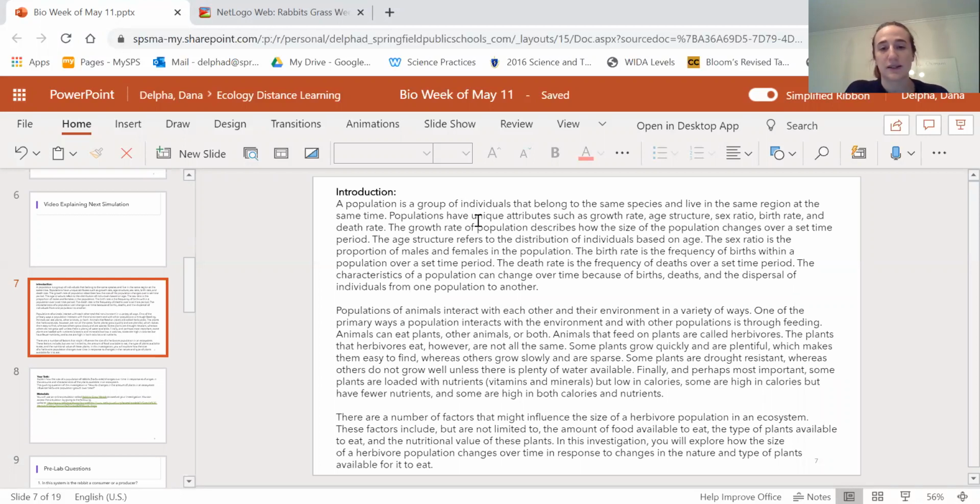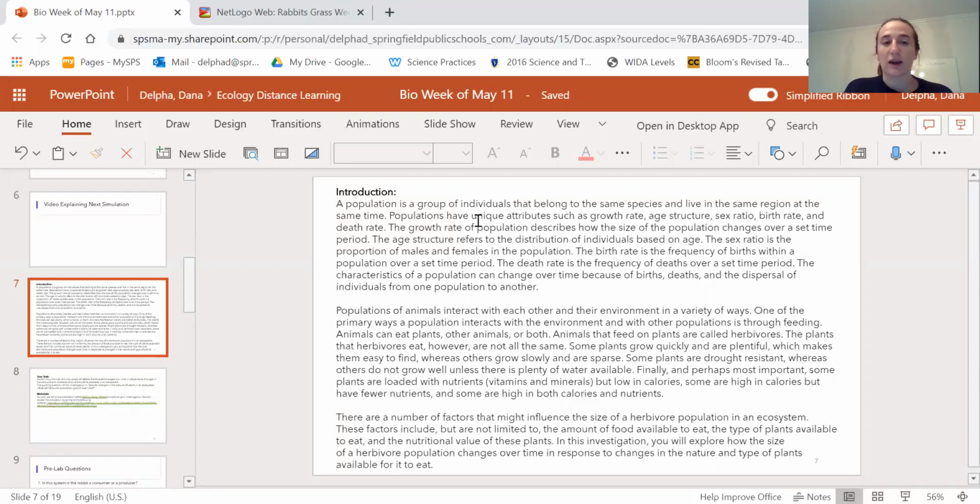Quickly, what it is saying is that rabbits are herbivores in an ecosystem and they get their energy from eating plants. In this specific ecosystem that we're looking at, there's two types of plants, grass and weeds. And so rabbits need to eat to get energy to be able to reproduce.